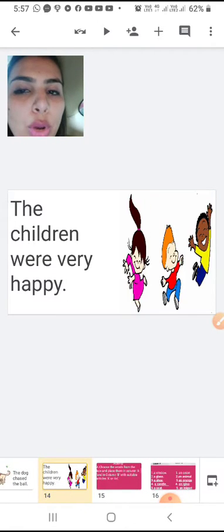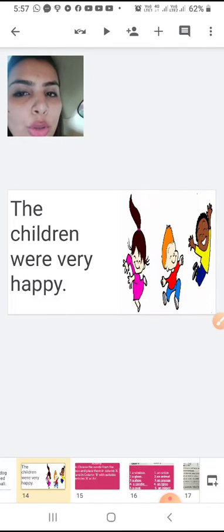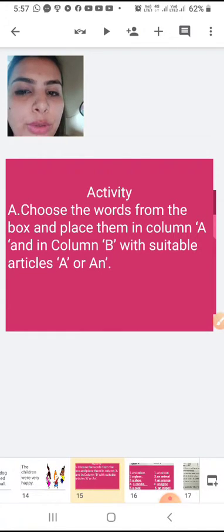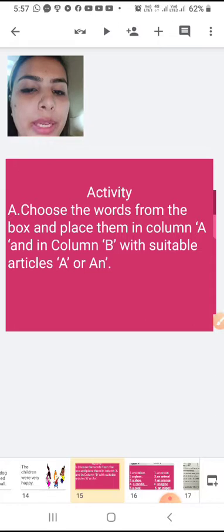Okay. Now I hope you are clear with the usage of A and THE. So let's begin with the book activity. See in your books and understand what we are going to study. In the first activity of your book, it is written: choose the word from the box and place them in column A and column B with the suitable article, A or AN.